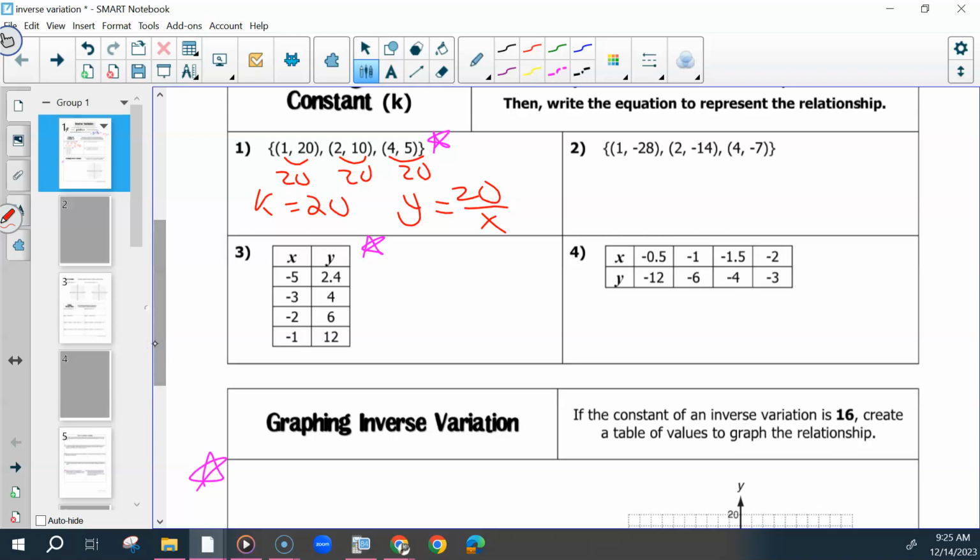What about in this table? Multiply your x's and y's together. What do we get for each one? Negative 12. Negative 12. Sorry, for this table, not the other quiz. The k is constant, so how would we write this as the equation? Y equals negative 12 over x.